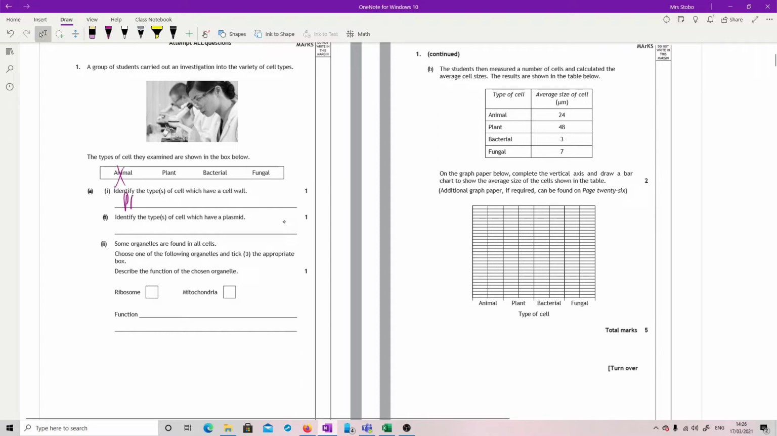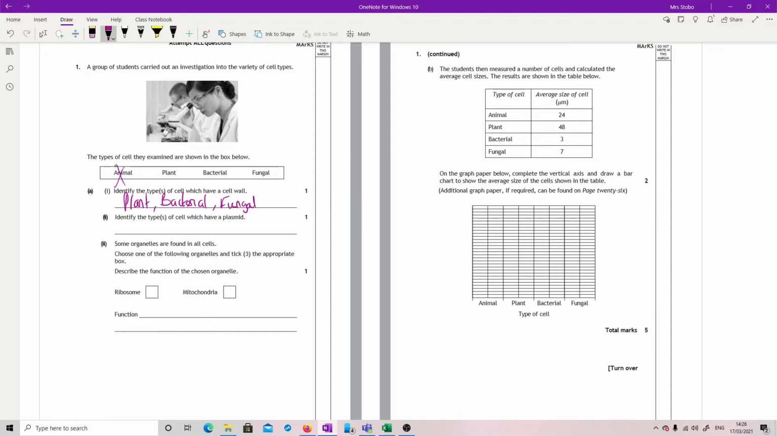So, plant, bacterial and fungal. You should know that the plant one is cellulose and that the other two are something else. Okay. Identify the type or types of cell which have a plasmid.